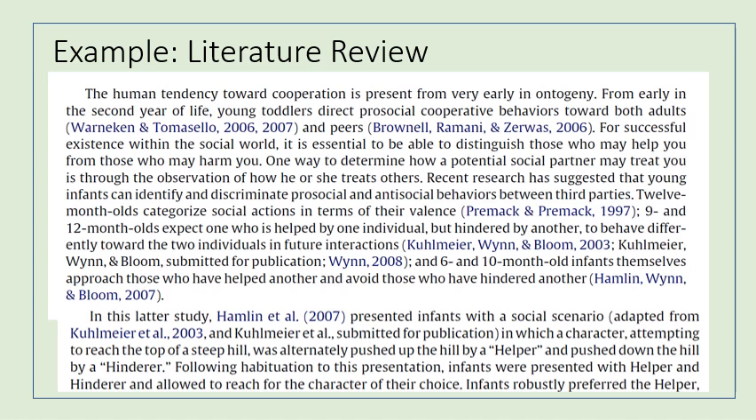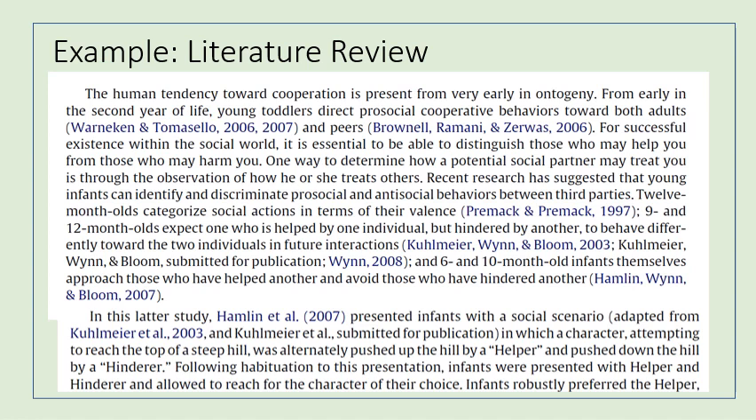Recent research suggested that young infants can identify and discriminate prosocial and antisocial behaviors between third parties. 12-month-olds categorize social interactions in terms of their valence. Valence, in other words, you might not know, it just means importance.